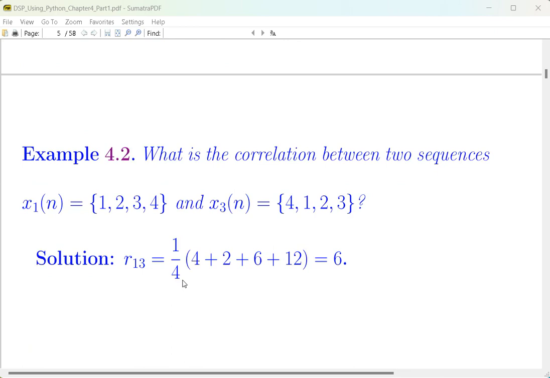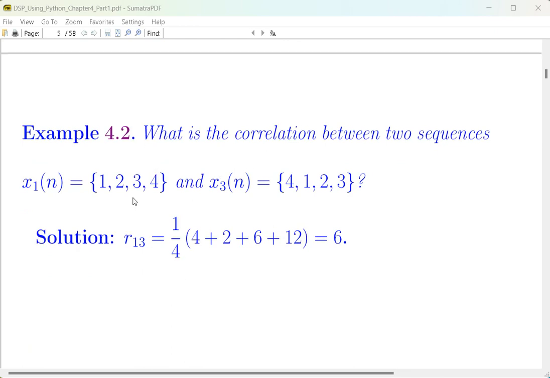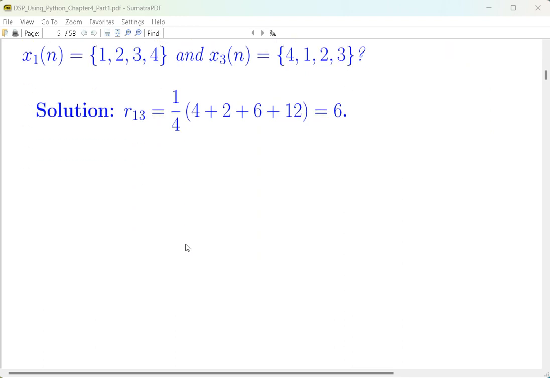Why? Consider a shift in one of the sequences, and we want to find the result about correlation. The next example. What's the correlation between two sequences x1, the same as before, but x3 a shifted, or better to say, a rotated sample, 4, 1, 2, 3. So the result is, of course, 6. But it's going to be meaningless. Correlation should be preserved. A shifted sequence is completely similar to the original one, but the result has changed.